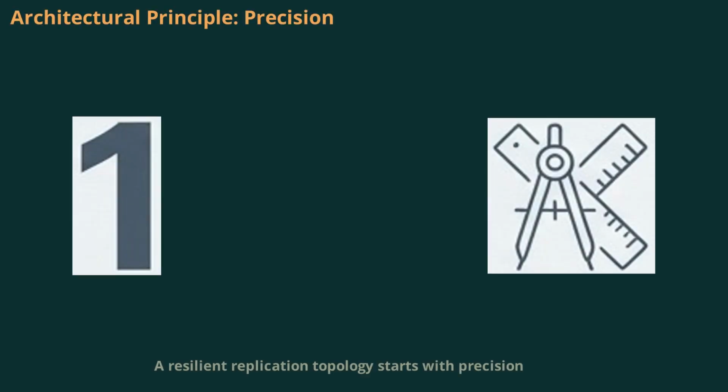A resilient replication topology starts with precision. Accurate site and subnet mapping is the foundation of a healthy directory. Prioritize client service location and ensure that your logical design matches your physical infrastructure. Precision in configuration prevents many common replication and client experience issues.